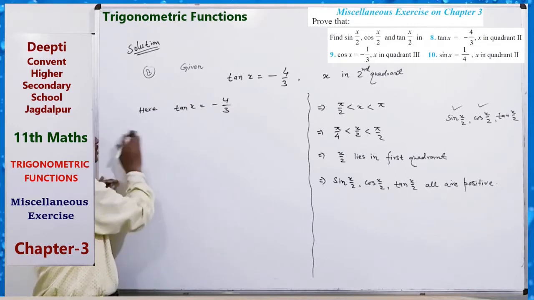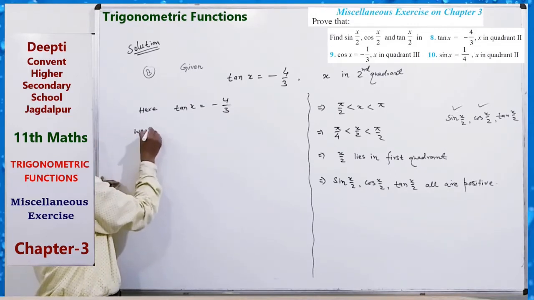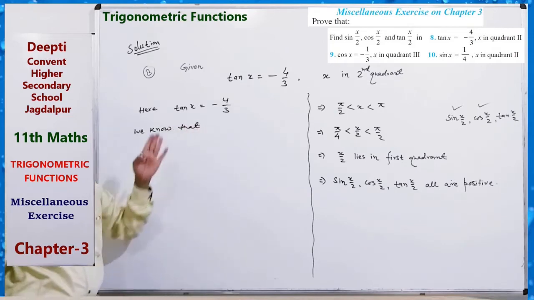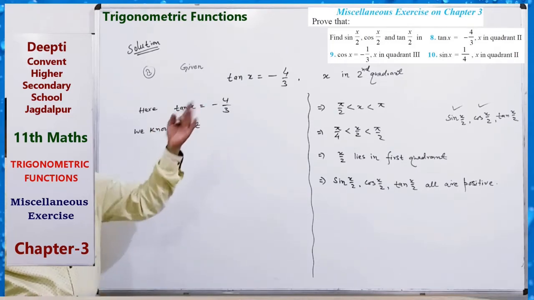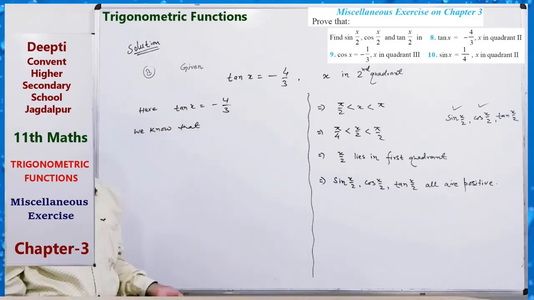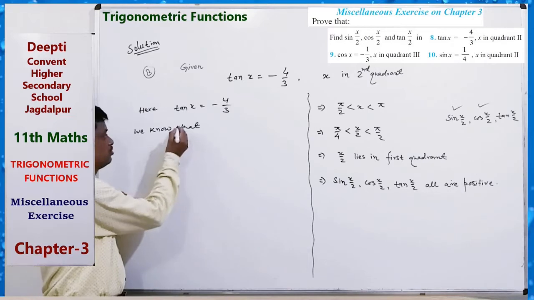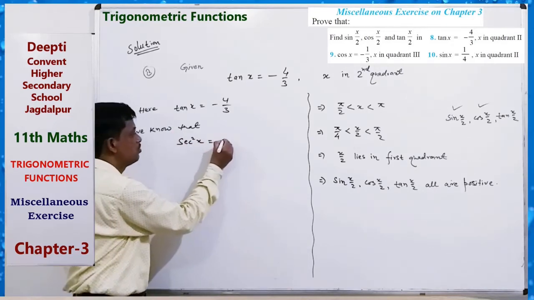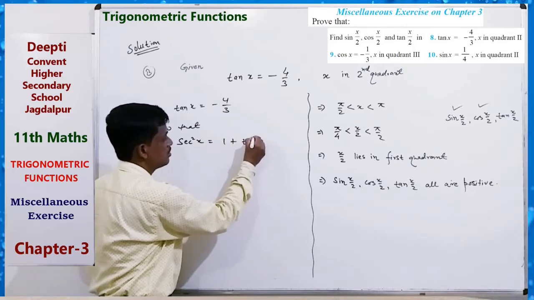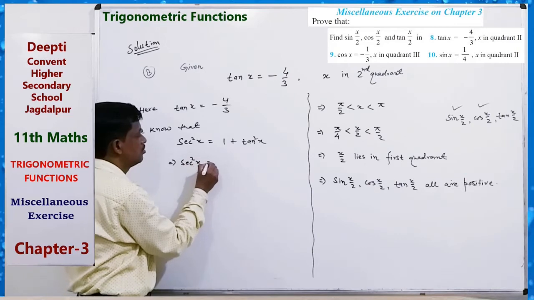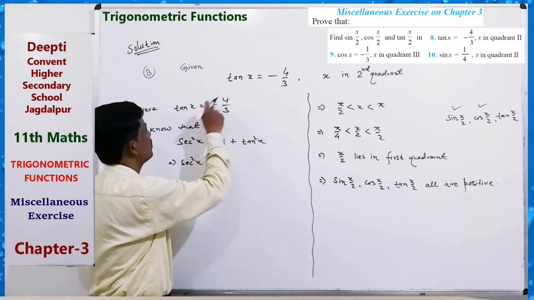We know that we use this tan x and try to get cos x. So from tan we can get sec, then we can also get cos. So tan x, we know that sec square x equals 1 plus tan square x. So sec square x equals 1 plus tan square x, where tan x equals minus 4 by 3.